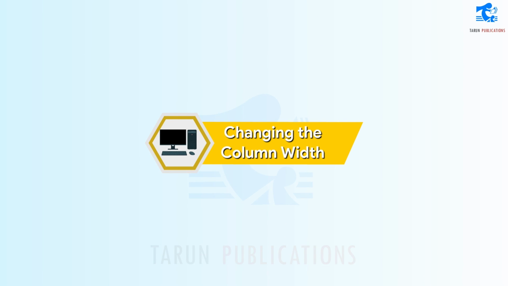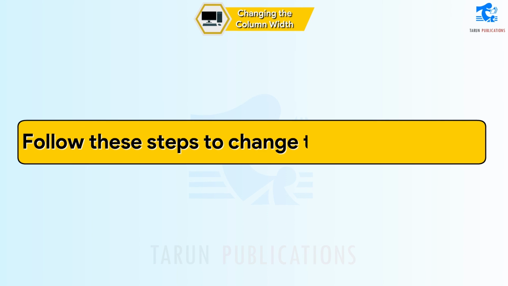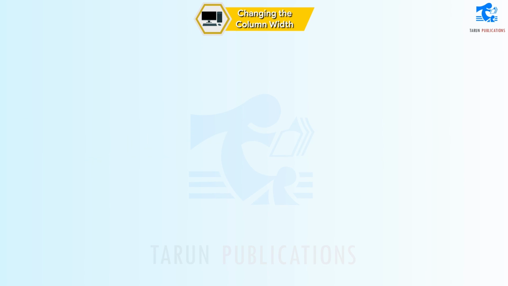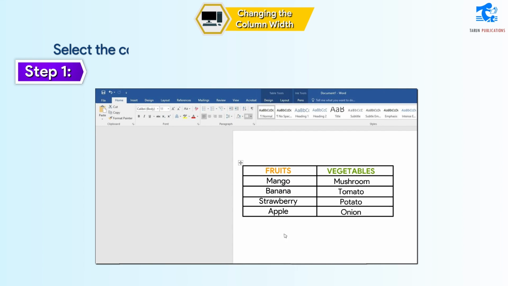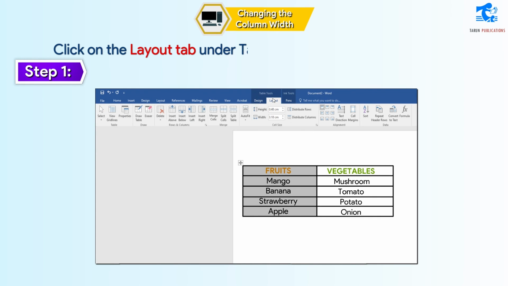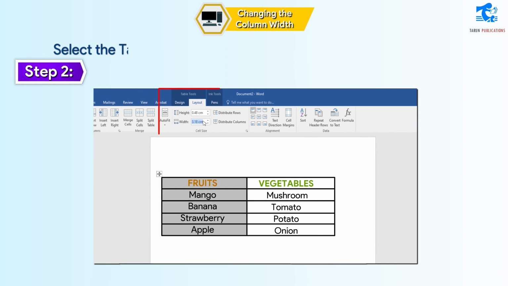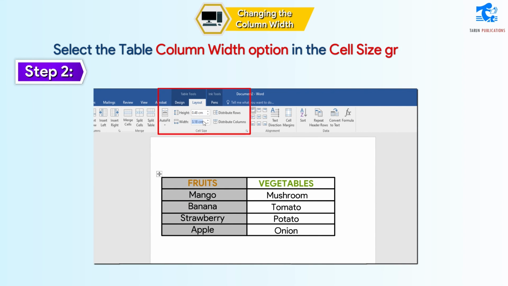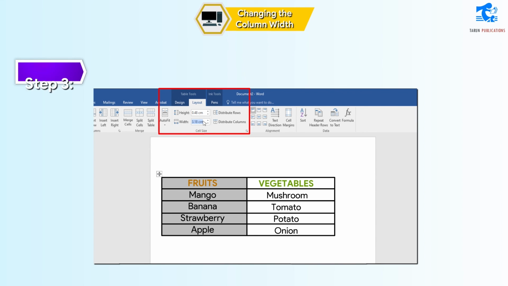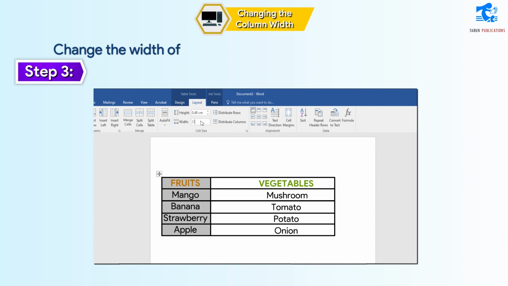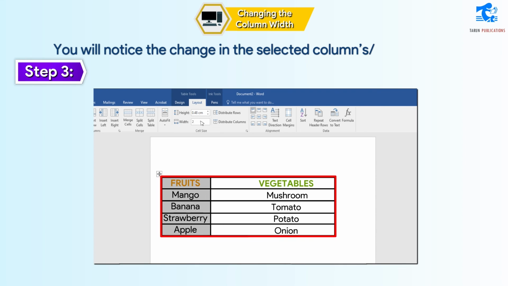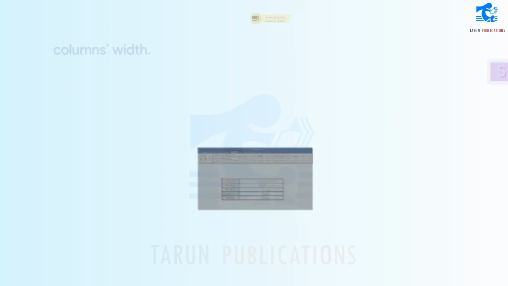Changing the column width. Follow these steps to change the column width. Step 1. Select the column, number of columns. Click on the Layout tab under Table Tools group. Step 2. Select the Table Column Width option in the Cell Size group. Step 3. Change the width of the columns in the Width scroll box. You will notice the change in the selected columns width.